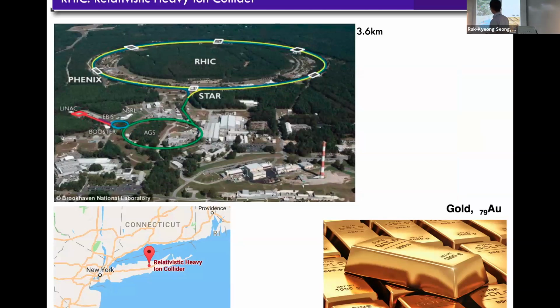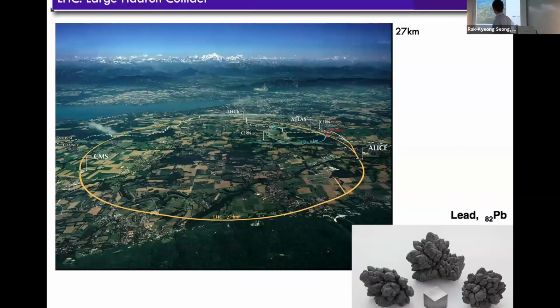For example, this is the accelerator, the Relativistic Heavy Ion Collider in New York. So the gold collider. And here, this is the Large Hadron Collider between France and Switzerland. It's a bigger one. This is really big. And bigger than the gold, you can just collide two lead ions.